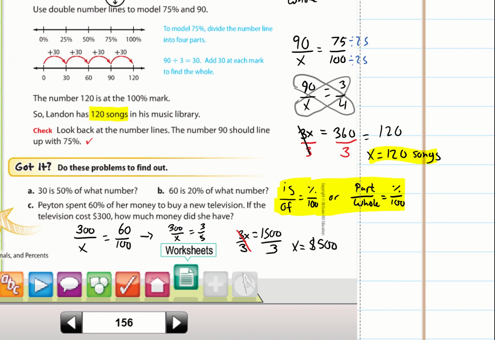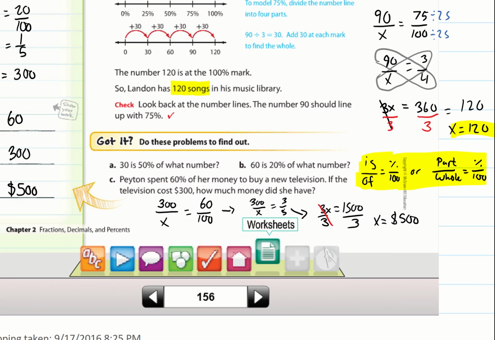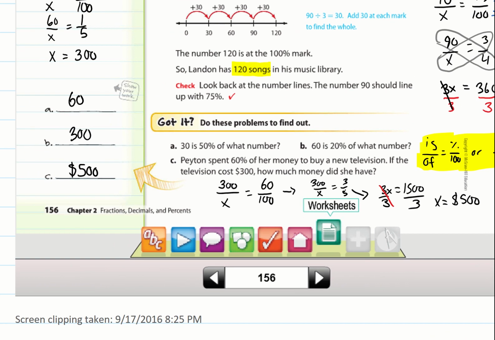And after we cross multiply, 300 times 5 equals 1,500. And 3 times x equals 3x. So we get 3x equals 1,500, divided by 3 on each side. So these 3's cancel. And 1,500 divided by 3 is going to be $500. So C.